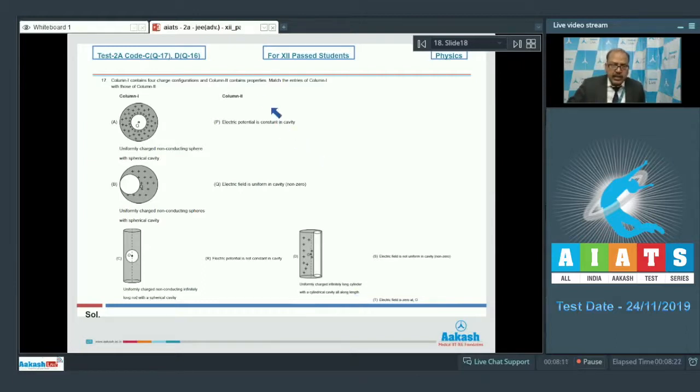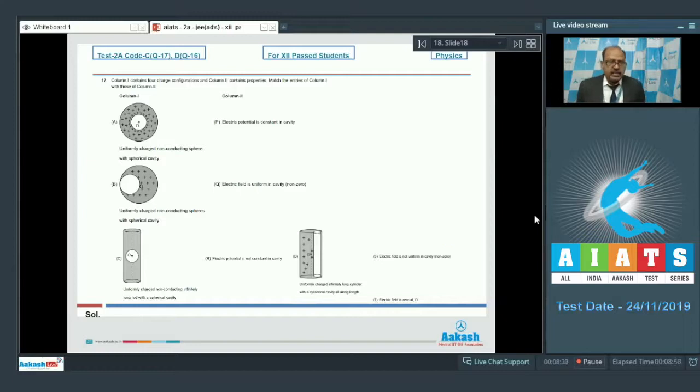Entries in column 2 are: P, electric potential is constant in cavity; Q, electric field is uniform in cavity, non-zero. R says electric potential is not constant in cavity. S says electric field is not uniform in cavity, non-zero. And T says electric field is 0 at O.